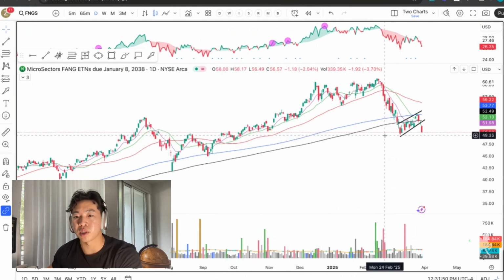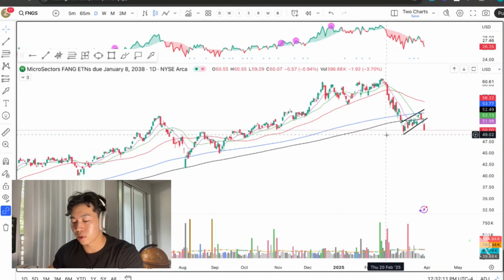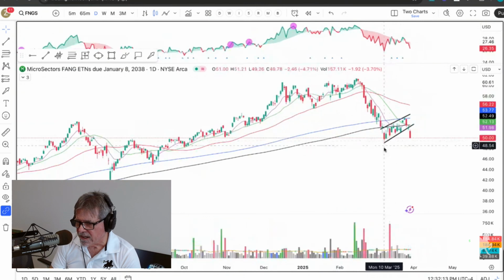And the thesis was pretty much the same. Tech was weak, with semis and Mag 7 really overinflated into quote-unquote bubbly territory, almost representing 40% of the S&P and almost 60% of the NASDAQ 100 at this point. If it breaks that 49 area, it's got a long way to go.